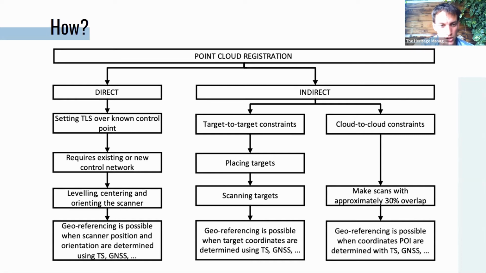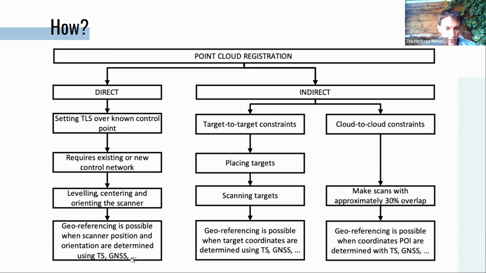At the first part of this schema, we have the direct georeferencing, or direct point cloud registration. In that case, as I already said, we set our terrestrial laser scanner over a known control point. So we have this metal nail, or a marker, on the ground somewhere. We set our laser scanner on top of that marker. We measure the distance from the scanner to the marker, and we know our position.